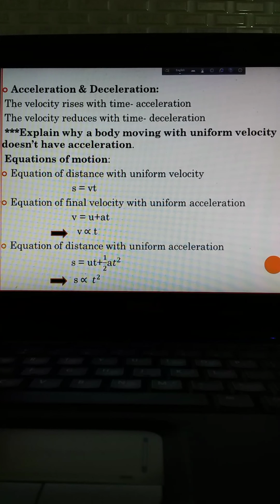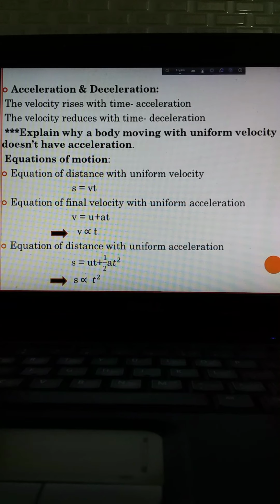Then we will try to know about acceleration and deceleration. What is acceleration? If the velocity of an object rises with time, that is called its acceleration, and deceleration or retardation is the opposite of acceleration. What is deceleration? If the velocity reduces with time, then it is called deceleration, and we just divide the velocity change by the time.